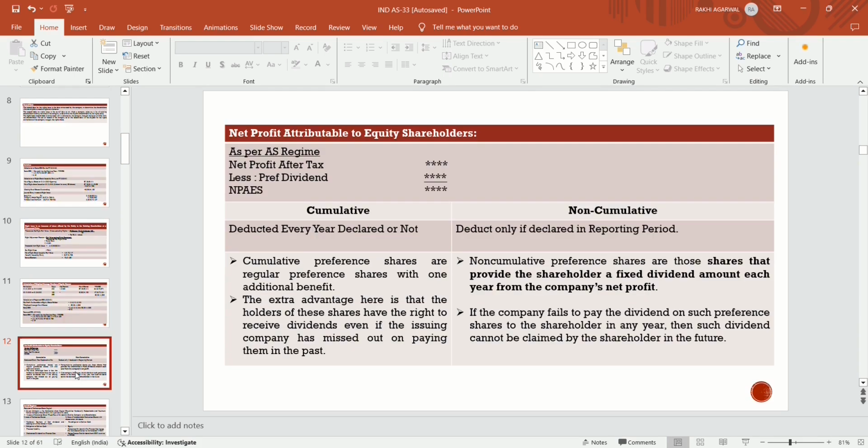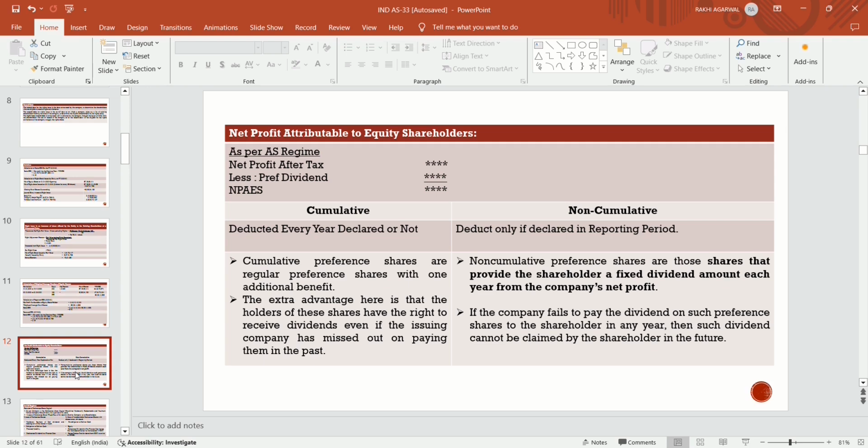Now we are discussing the concept related to cumulative and non-cumulative preference shares. What do we do in the AS regime? We take the net profit after tax and reduce the preference dividend. Then the net profit attributable to the equity shareholders we calculate for finding the EPS in the AS regime. But in the Ind AS regime, the calculation is something different for cumulative and non-cumulative preference shares. So the calculation of EPS differs in certain cases from the AS regime.